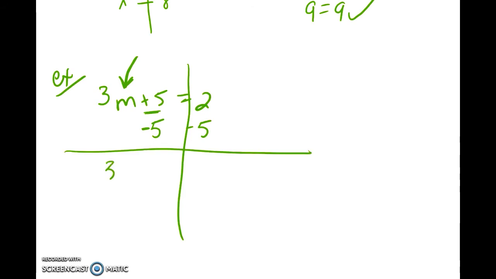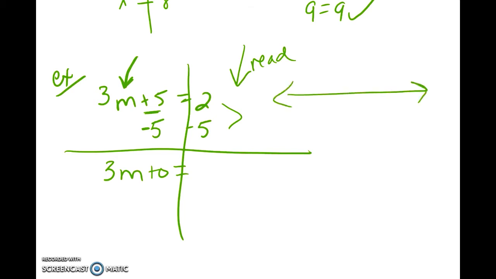Okay, so now I'm going to bring down my 3m. And I'm going to do this 2 minus 5. I want you to read down in order to solve this right-hand side. So we have 2 minus 5. And if you need to jump on your number line, feel free to do that. If we are at 2 and we're subtracting 5, we go this way. It's going to take us to negative 3. So 3m equals negative 3.